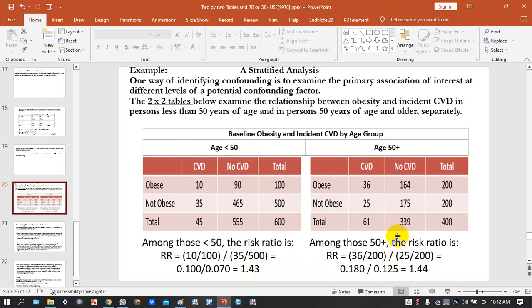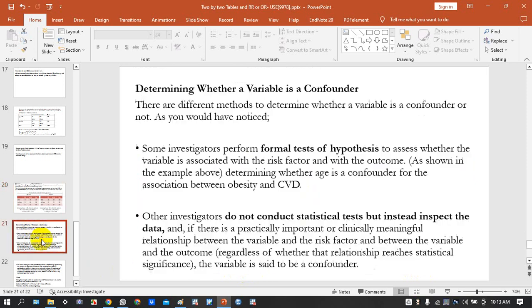So we say that age is associated with what? Cardiovascular disease in the obese. So if you are obese, you have cardiovascular disease because you are older. So you realize that those who are older, above 50 years, were associated with higher odds, higher relative risk of getting cardiovascular disease, while the younger were associated with lower relative risk of getting cardiovascular disease. So determine whether a variable is a confounder.